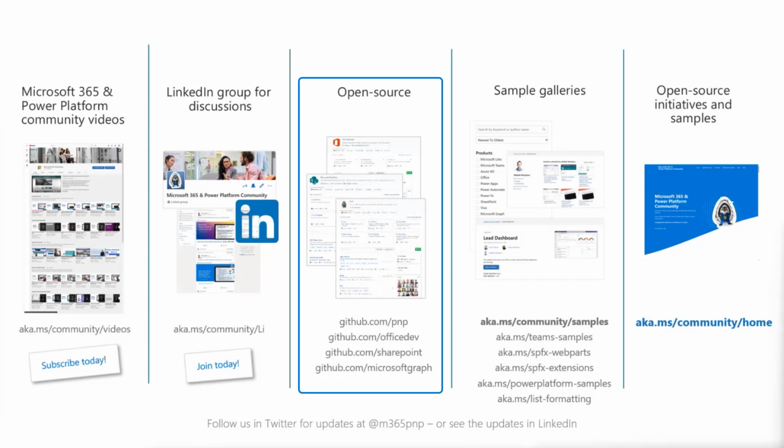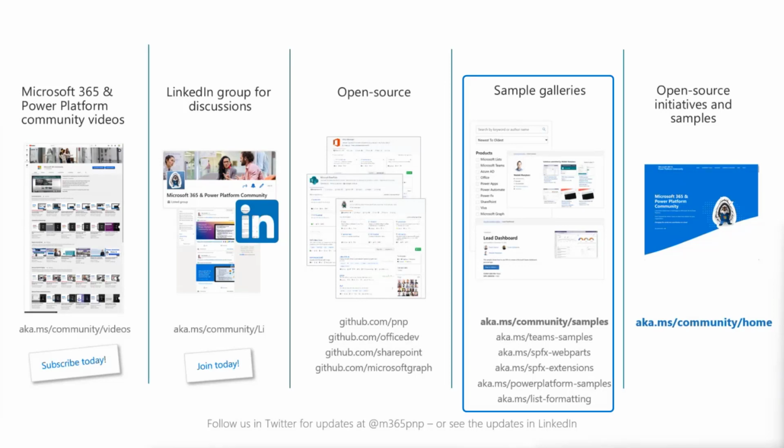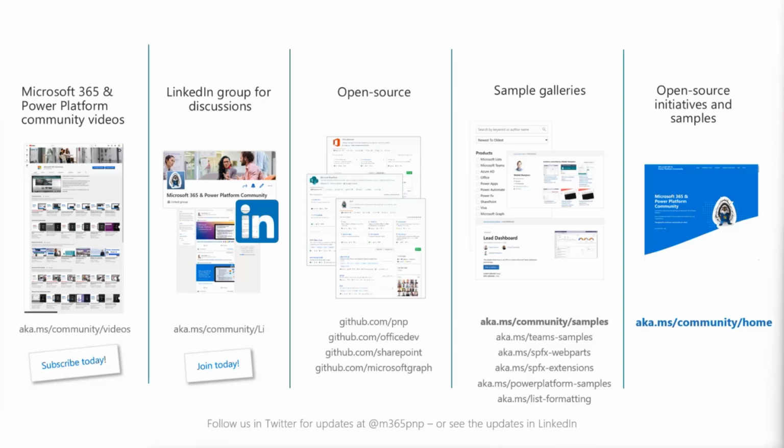We've got a number of open source initiatives: PnP, Office Dev, SharePoint, Microsoft Graph. And did I mention samples? I think I did, but let's talk about it again. Teams samples, SPFx samples, extensions, Power Platform samples, list formatting. There are so many of them available to you. And you have to remember all of these links? No, I'm just kidding. You only need to remember one. aka.ms/community/home will give you access to all of these resources that you are going to want to take and use because it's going to make your life easier in our lovely Microsoft 365 and Power Platform community. So absolutely get involved and take advantage of these.